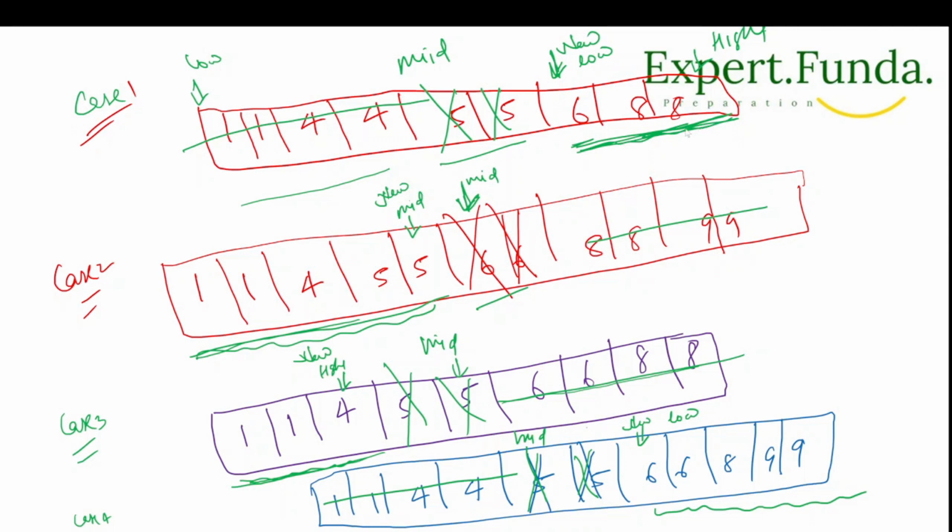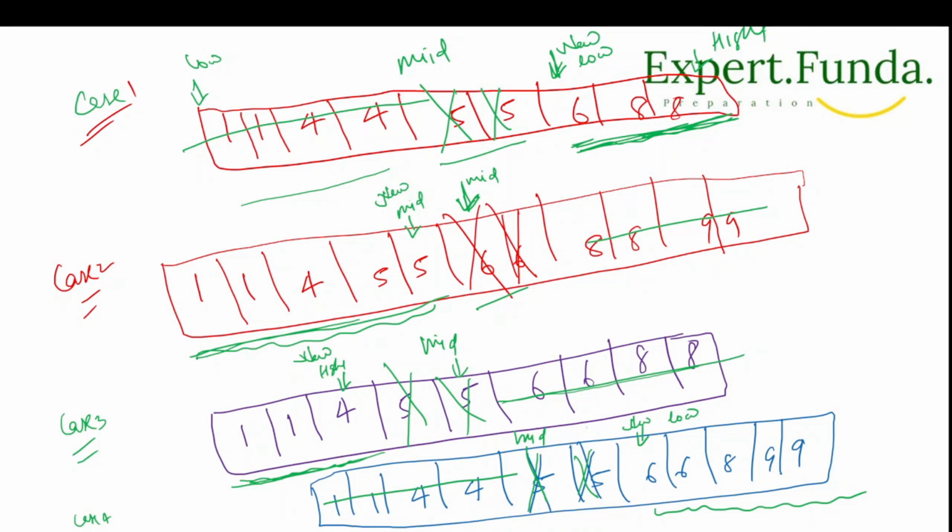So in this case you have understood, in the first case we have to update our new low. In the second case we have to update new mid, and in the third case we have to update new high. In the fourth case we have to update new low, right? So these are the possibilities that we have seen in the four cases. So now let's go to the code section and we'll try to implement this one.